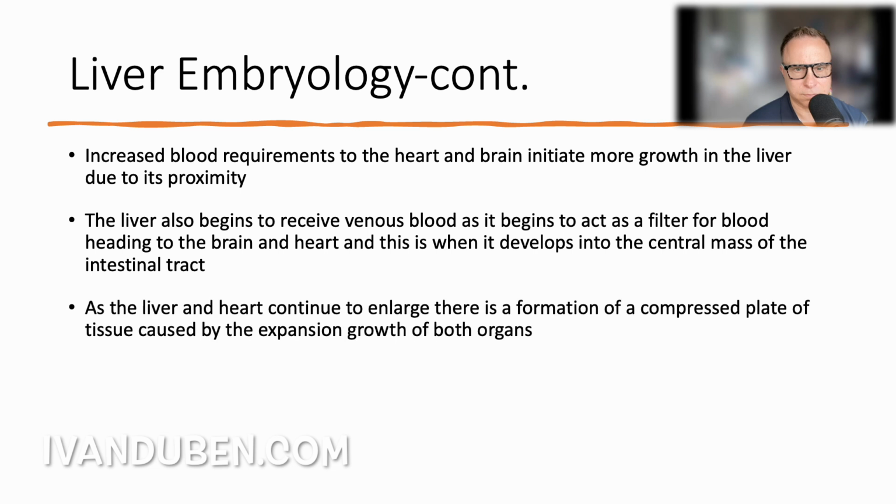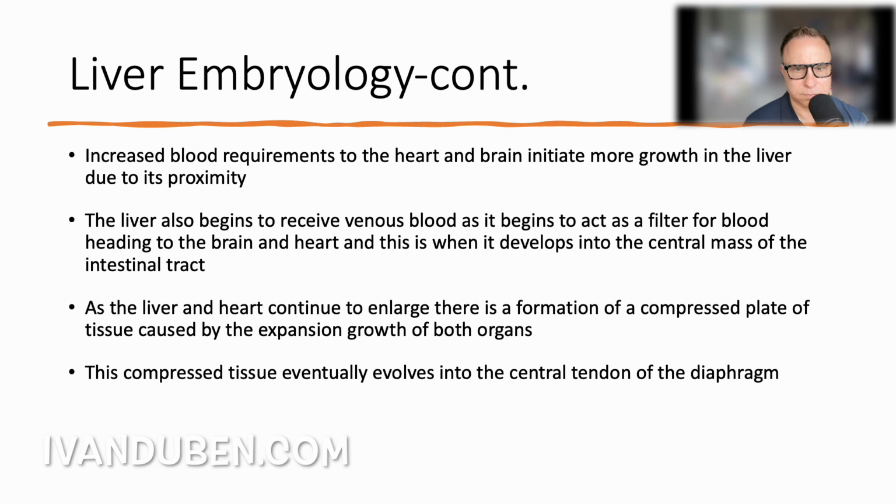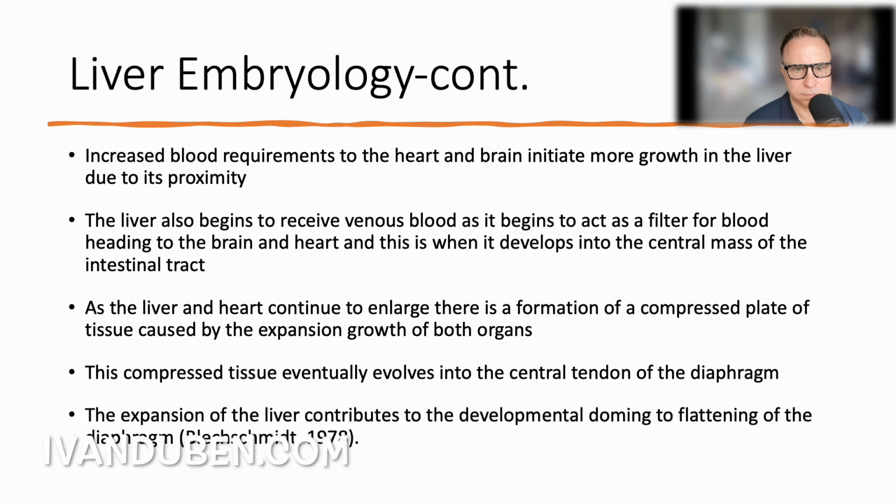As the liver and heart continue to enlarge, there's a formation of a compressed plate of tissue caused by the expansion growth of both organs. This compressed tissue eventually evolves into the central tendon of the diaphragm. The expansion of the liver contributes to the developmental doming to flattening of the diaphragm.